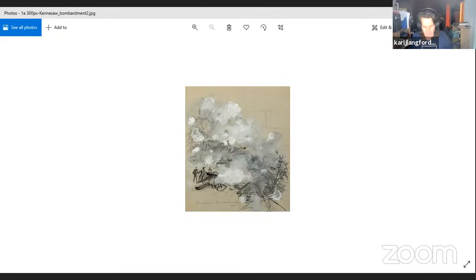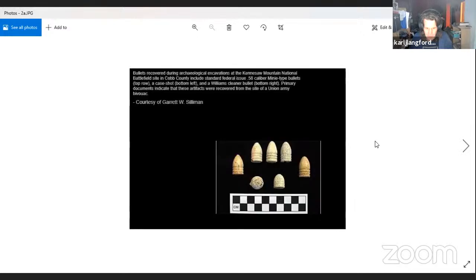So we're going to look at some bullets in a minute. We can't do this without looking at some bullets. Let's just have a good old look at some bullets. Now, these are bullets recovered during archaeological excavations at Kennesaw Mountain National Battlefield in Cobb County. They include standard federal issues of a .58 caliber Minié-type bullet, a case-shot, and a William Cleaner bullet. Primary documents indicate that these artifacts were recovered from the site of a Union Army bivouac. This archaeological evidence shows that people were camping out and besieging each other.